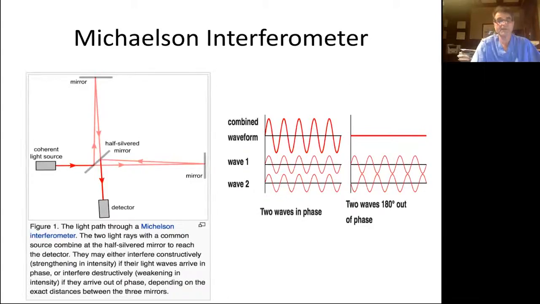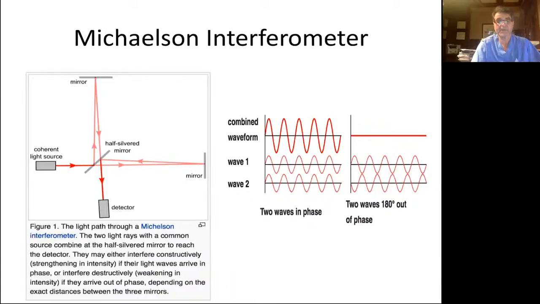OCT was originally based on the Michelson interferometer, and basically, if you look at the right portion of the slide, you see that when two waves are in phase and you add them, the combined waveform is larger. And on the far right, when two waves are 180 degrees out of phase and they're combined, you can form a line. They nullify each other.